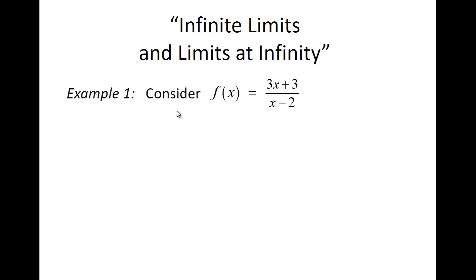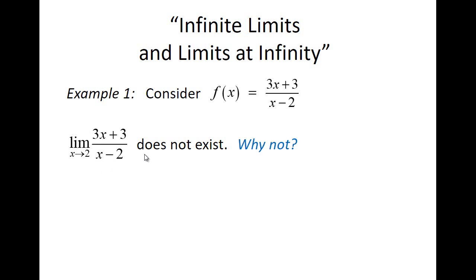So to begin our discussion, let's look at this function f of x, which is the fraction 3x plus 3 divided by x minus 2. Recall that this limit doesn't exist because as x approaches 2, the numerator approaches a non-zero number, which is 9, and the denominator approaches 0. So since the limit of the numerator is non-zero and the limit of the denominator is 0, we discussed earlier that this limit doesn't exist.